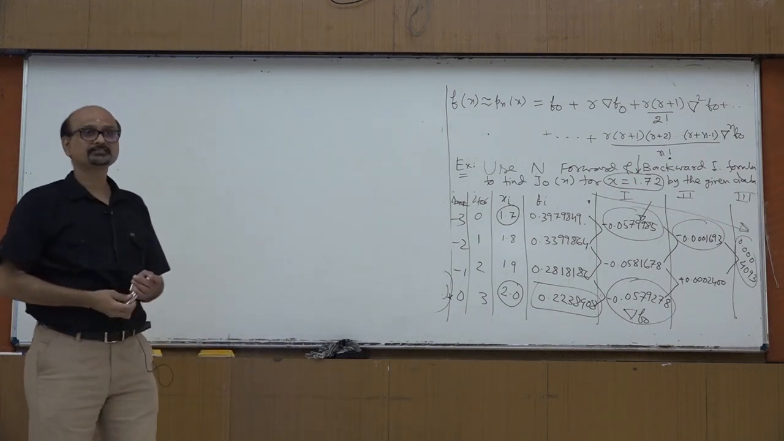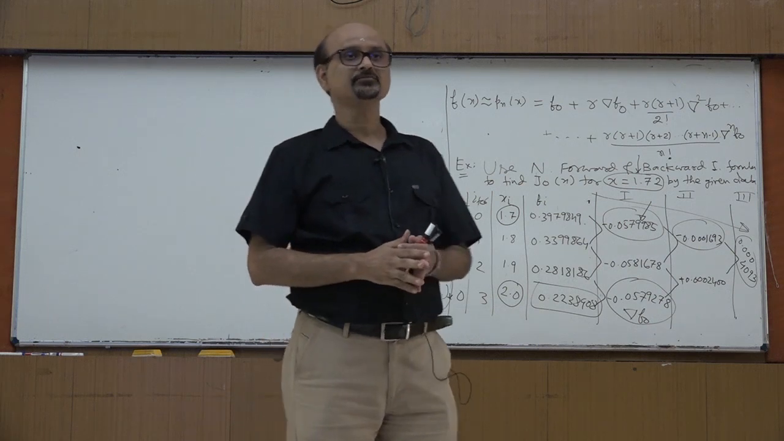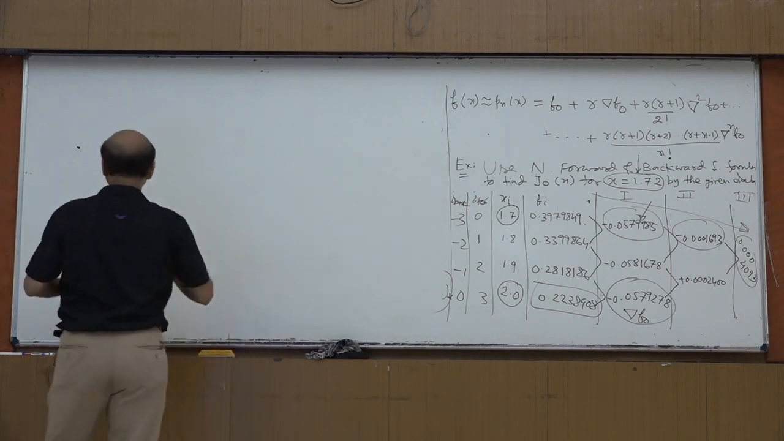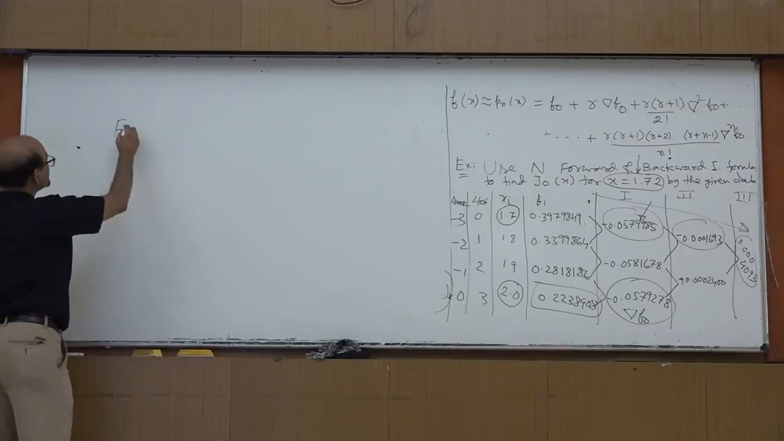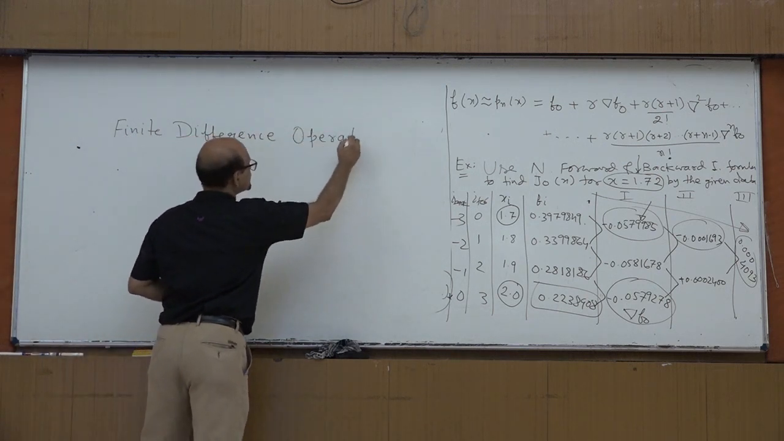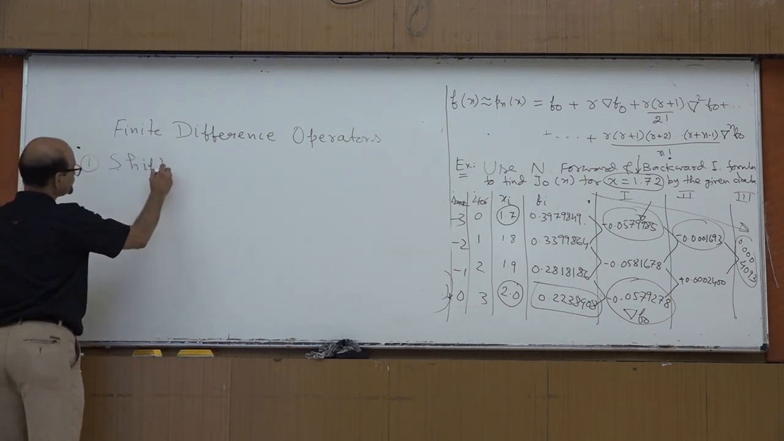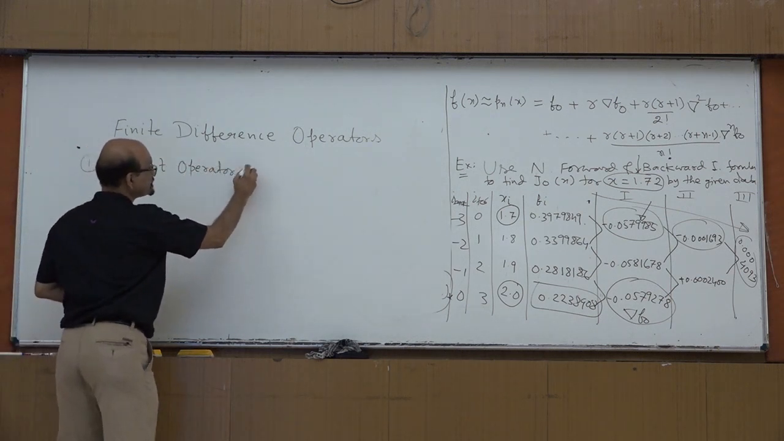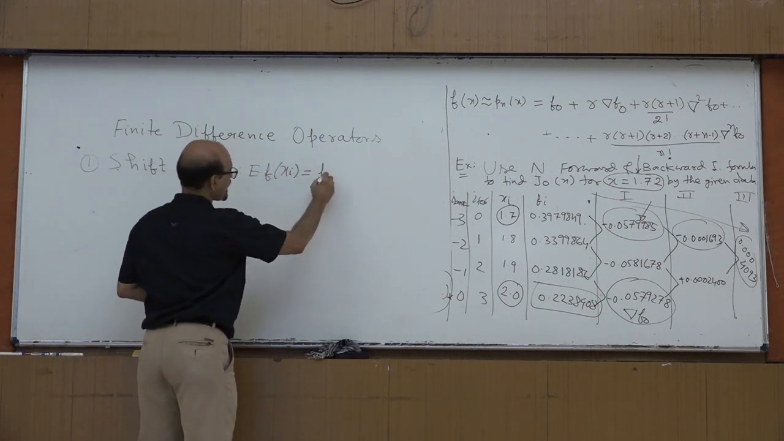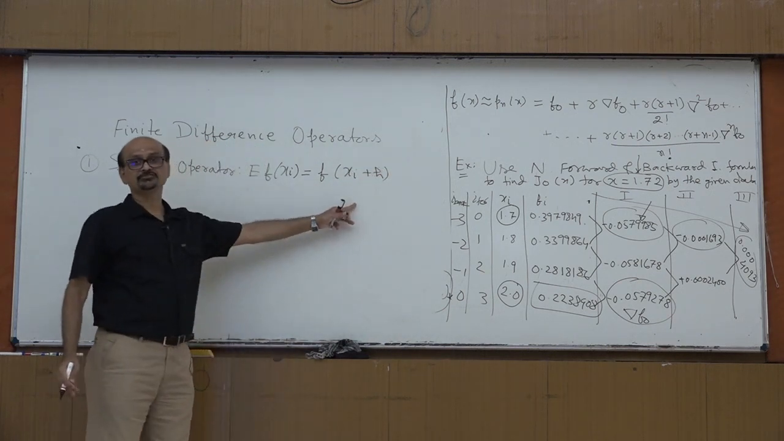Fine? Okay, now let us come to the operators. Two operators already we have seen, forward and backward mainly. So I will write three or four finite difference operators. First one is called shift operator. This is defined as E of f xi as f of xi plus h, shifting by h.